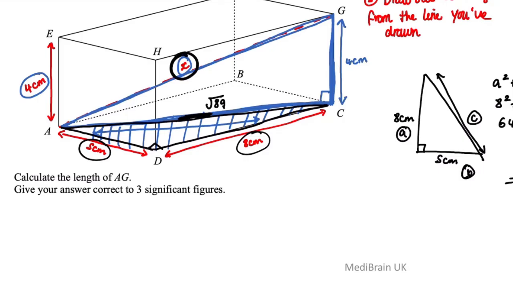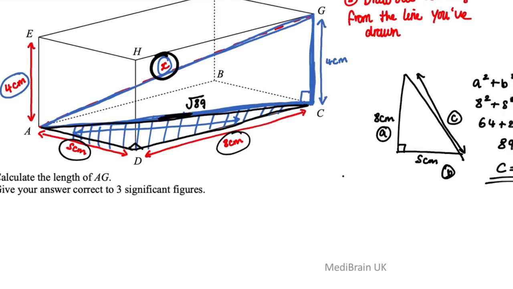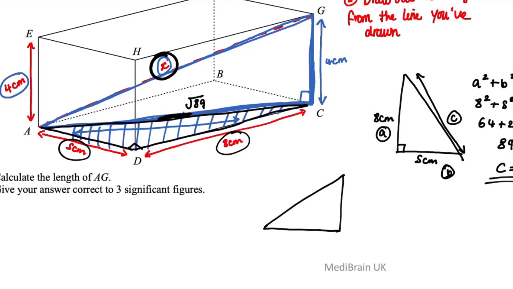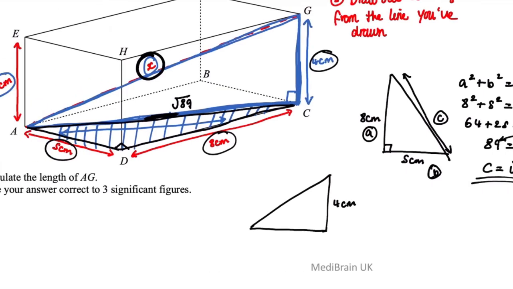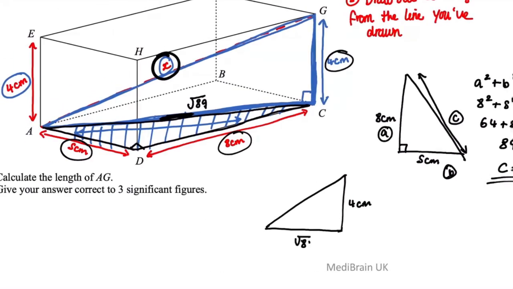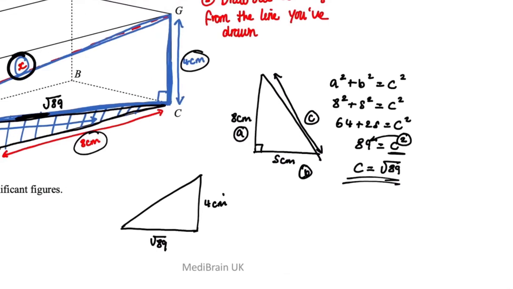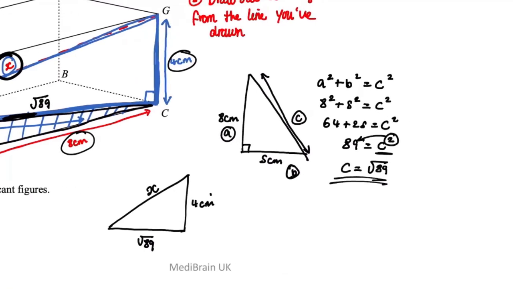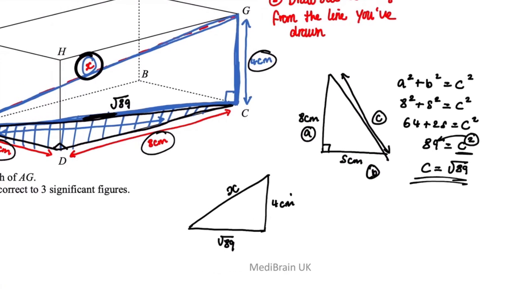The reason why is because we have a right angle triangle. So we have a triangle like this. We know that this is 4 centimeters, as you can see over here. And we know that the bottom thing that we just worked out is root 89. We need to work out what this side is. That's x. So we use Pythagoras again.